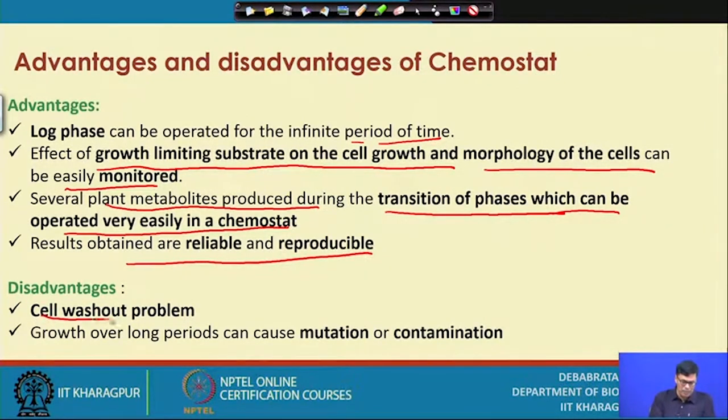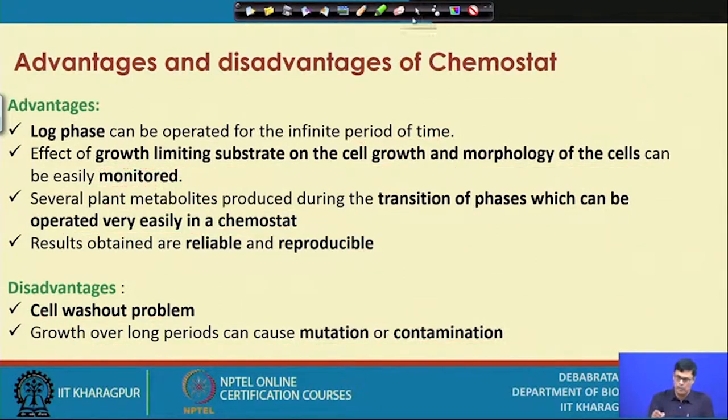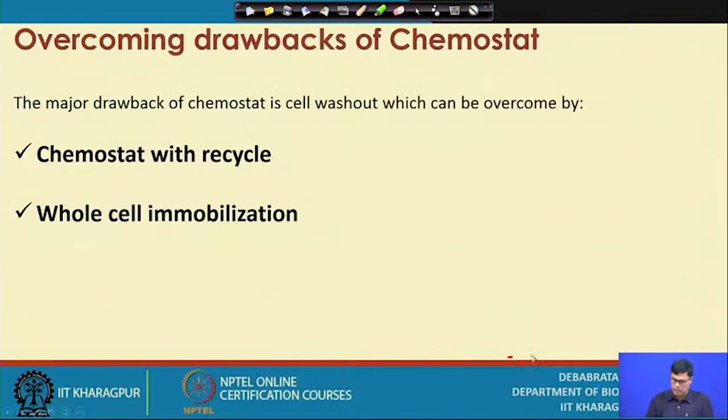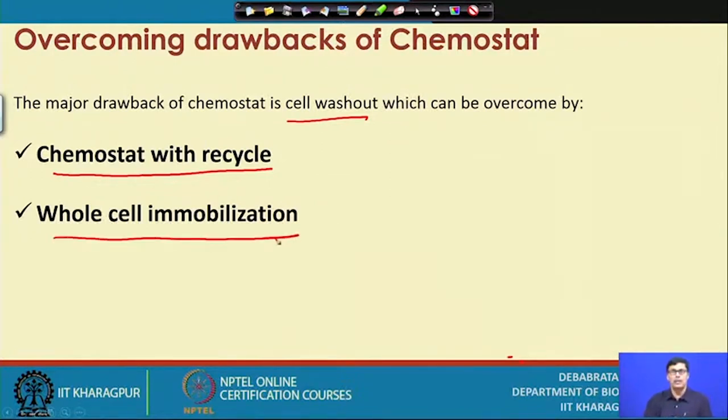The major disadvantage of the chemostat is the cell washout problem, and growth over a long period can cause mutation and contamination. This is the major problem of this process. Now, as I told you, this drawback, cell washout, can be overcome in two ways. One is called chemostat with cell mass recycling, and the other is the whole cell immobilization system. This I will discuss in a couple of my lectures. Thank you very much.